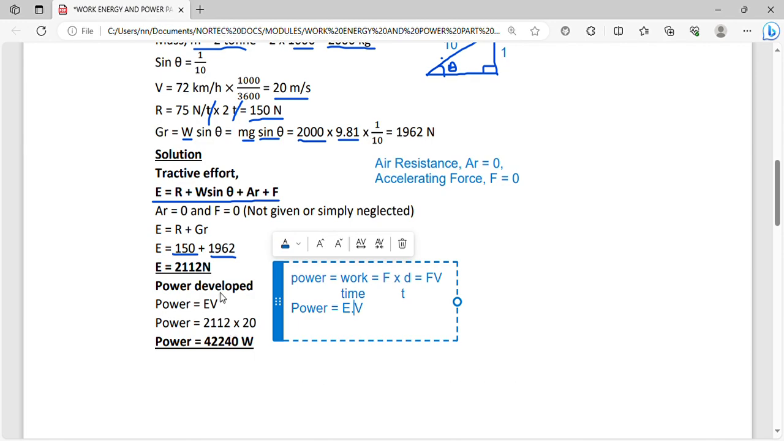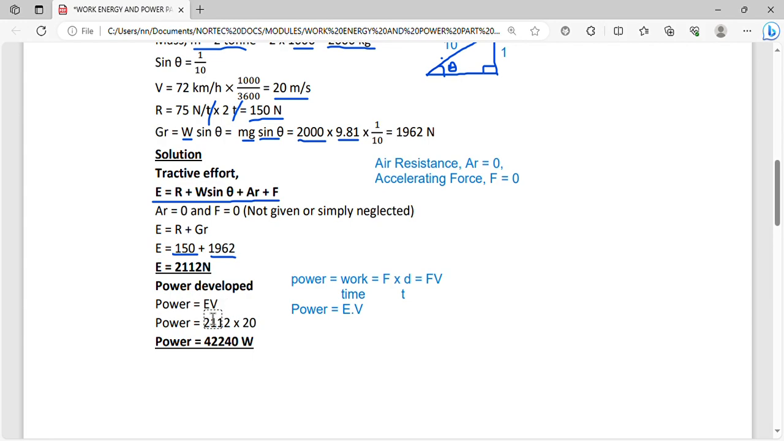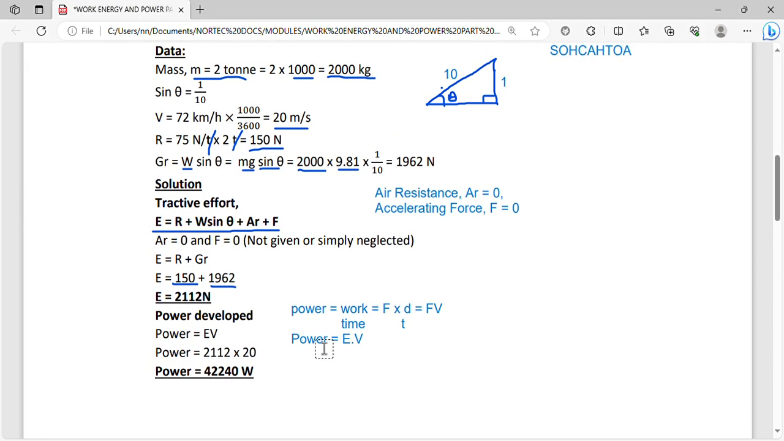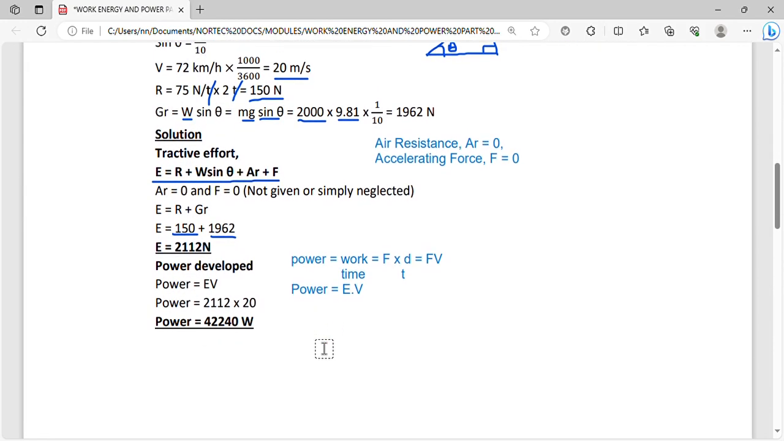We check back in the data, and you will notice the information has been provided. We already have this tractive effort, 2112. Then the constant velocity at which it's running is 20 meters per second. So we multiply 2112 times 20. Again, Mr. Batala, what does it give? Is that answer still correct?